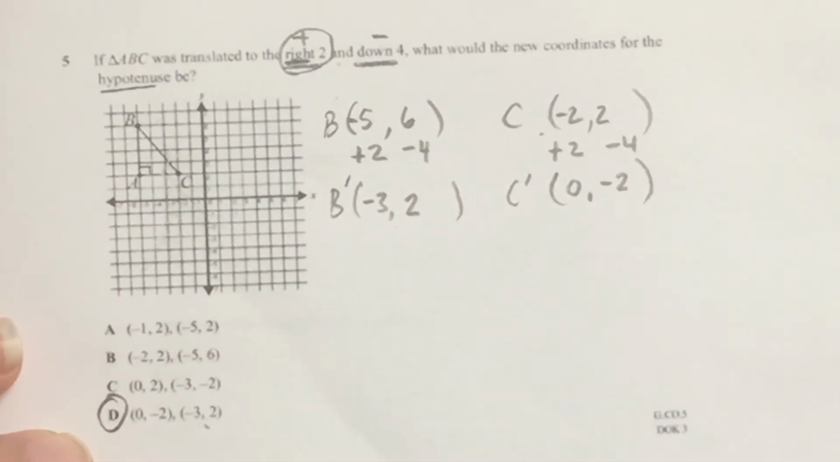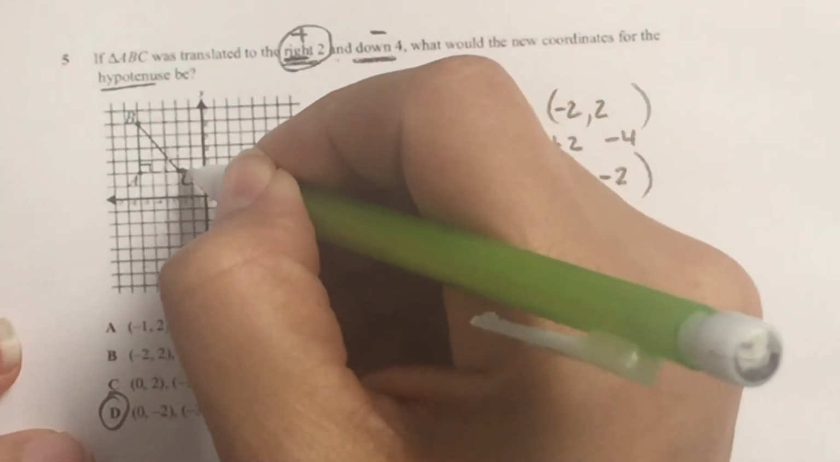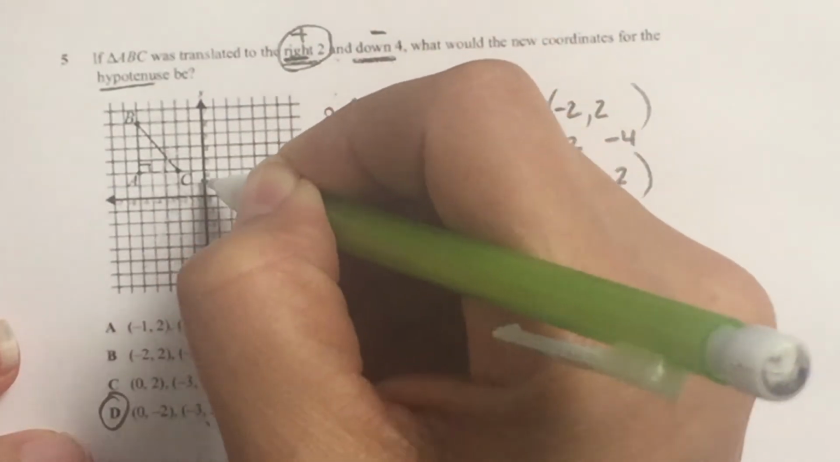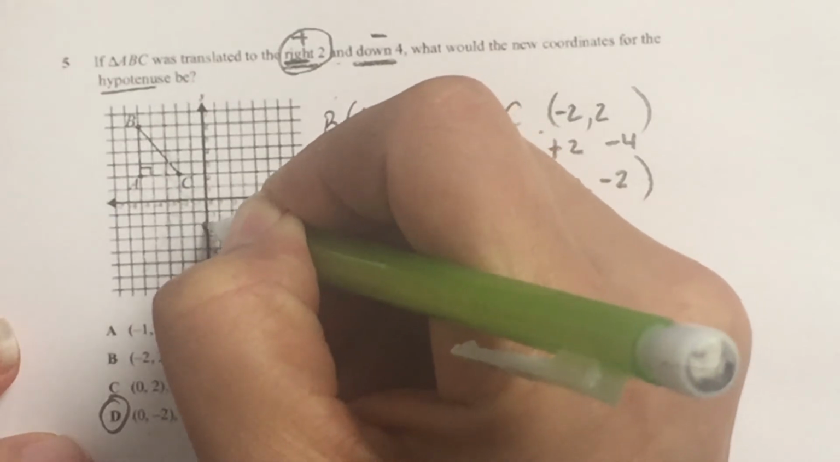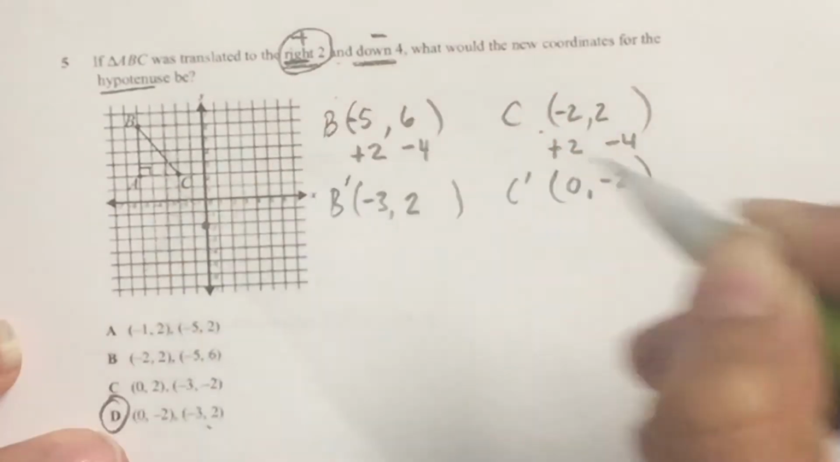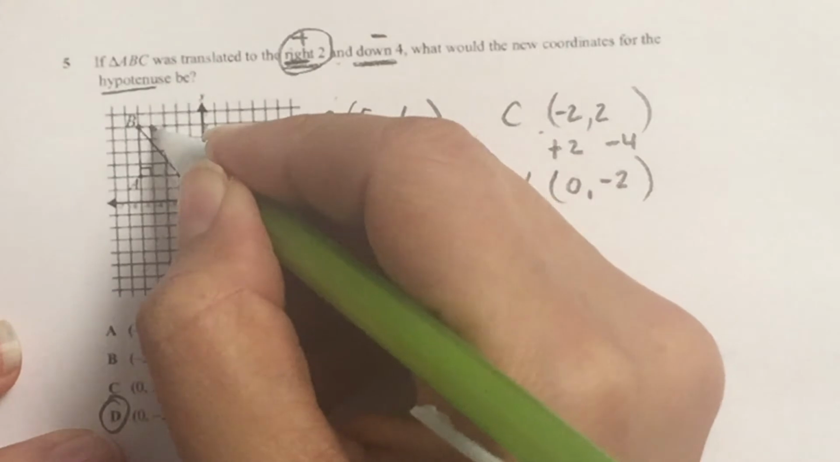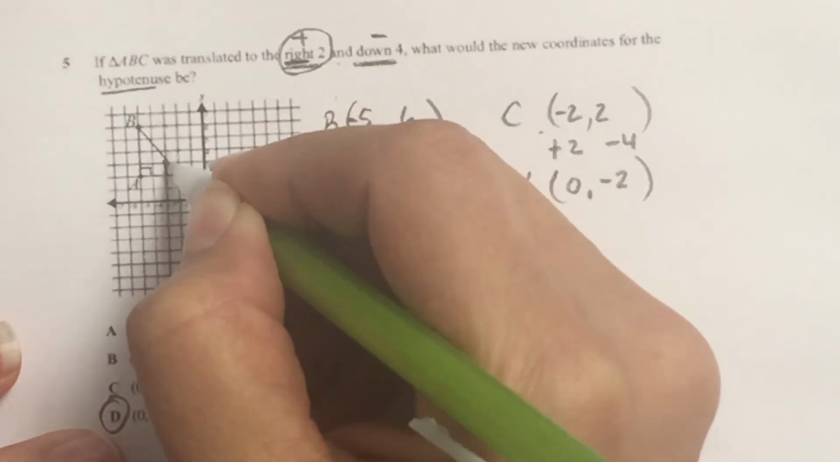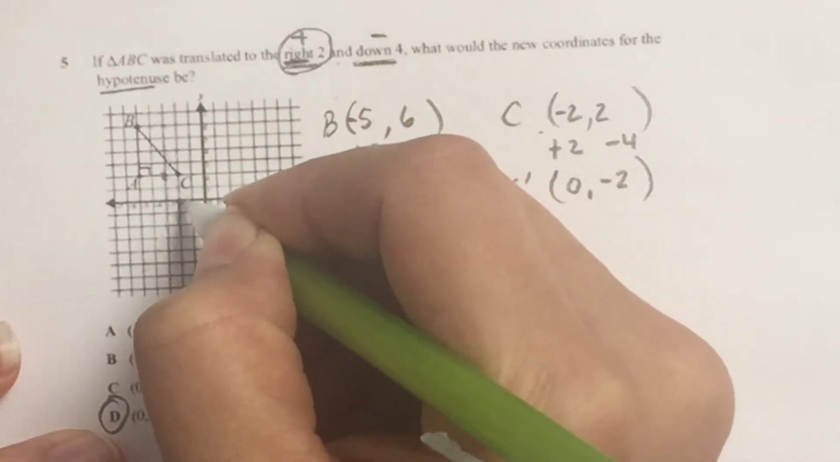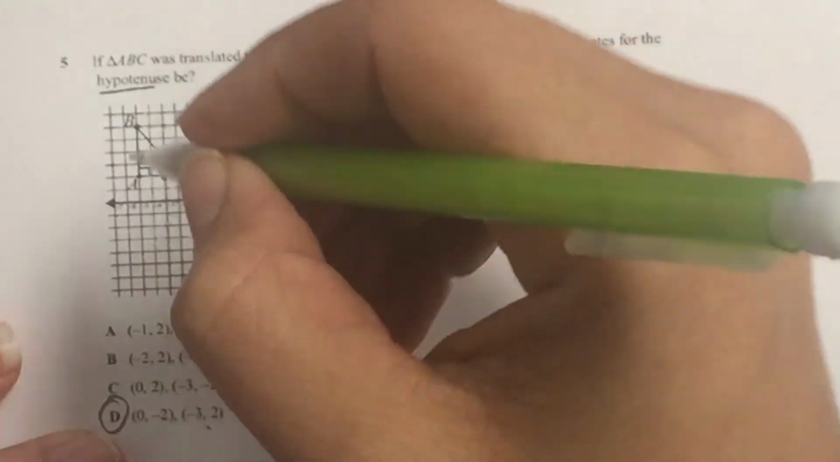Or you could just draw it out. So I could go right 2, 1, 2, 3, 4. 4 down. And that's 0, negative 2. And then I could go right 2, 1, 2, and 4 down. 1, 2, 3, 4.